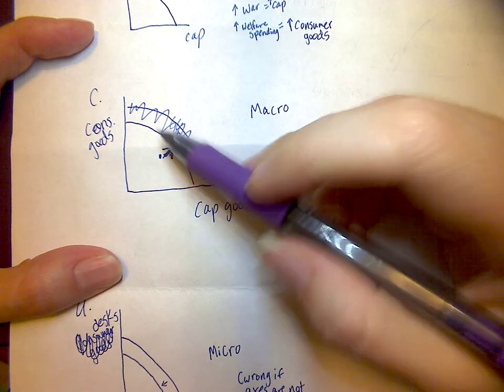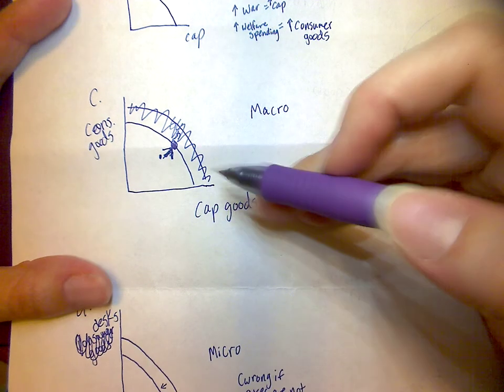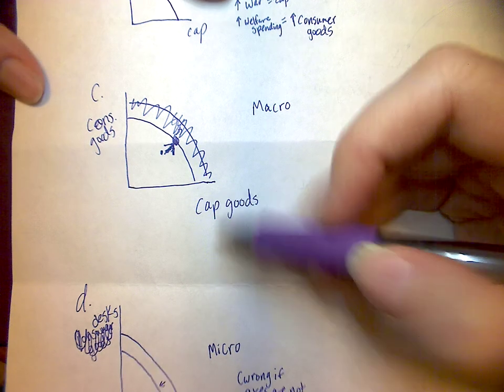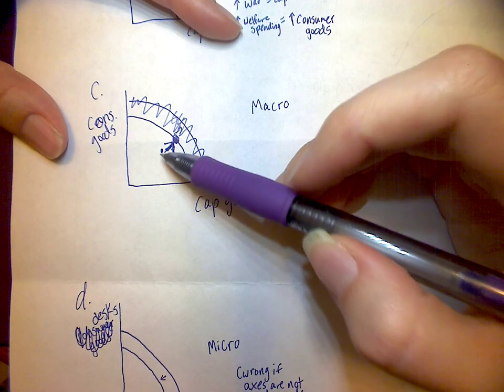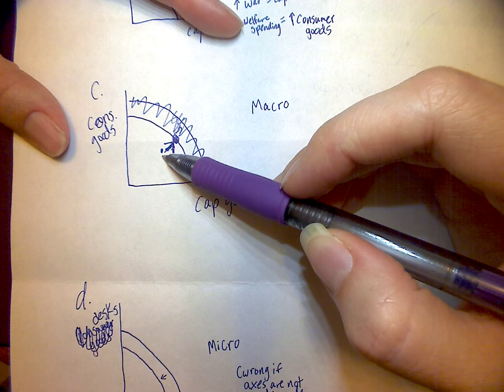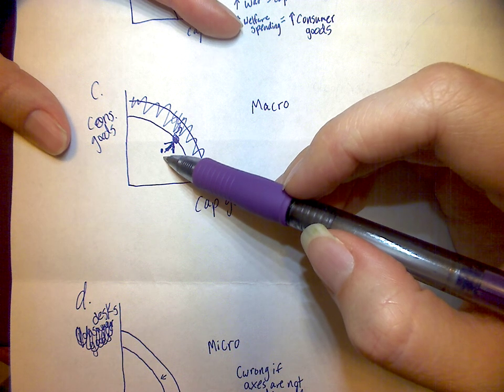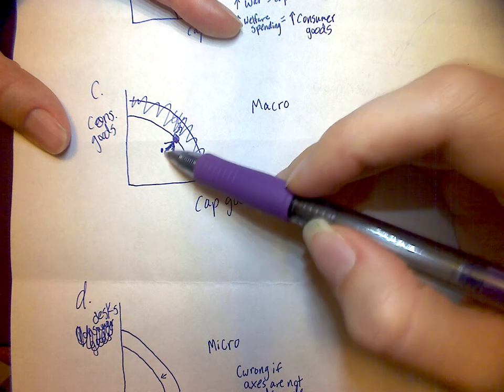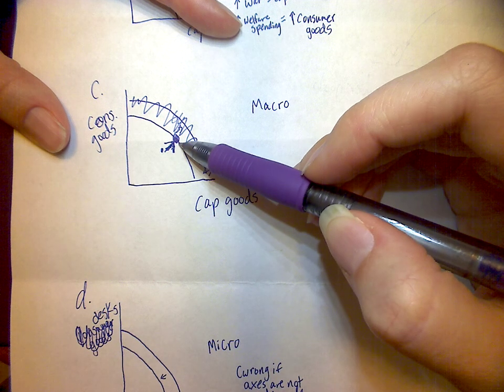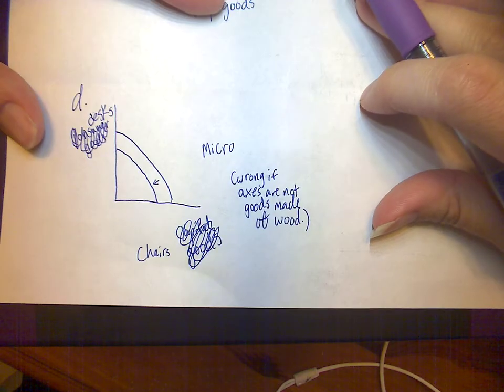Okay, so initially I thought maybe this would expand the PPF, but if you think about it, the resources are not changing. This is the same people who previously were not able to fully use their abilities because they were discriminated against. So I picked a point inside the PPF. Okay, and now they are able to use their abilities fully, and so now we're producing at a point on the PPF line. Okay, and this is a macro situation also.